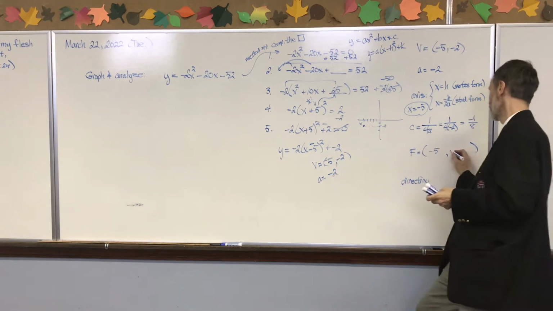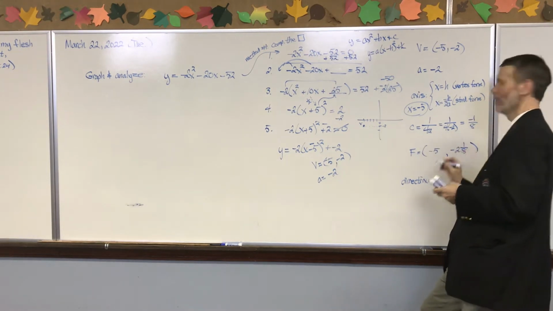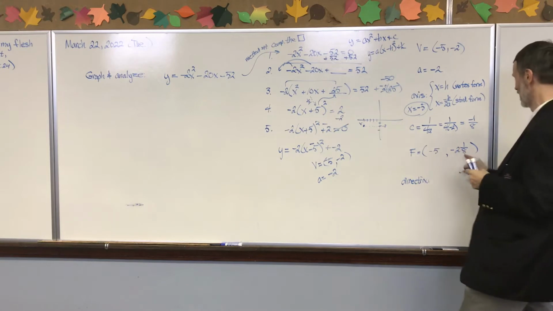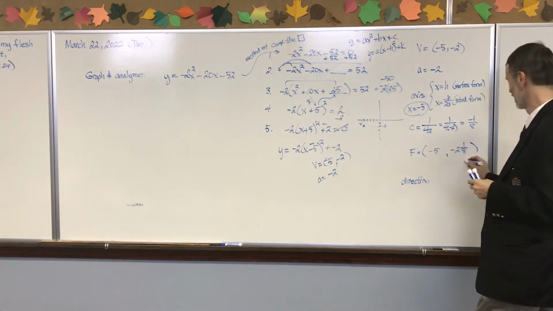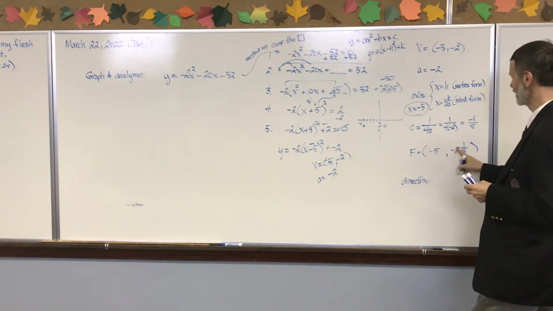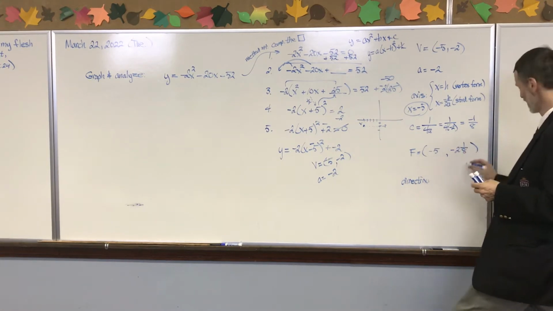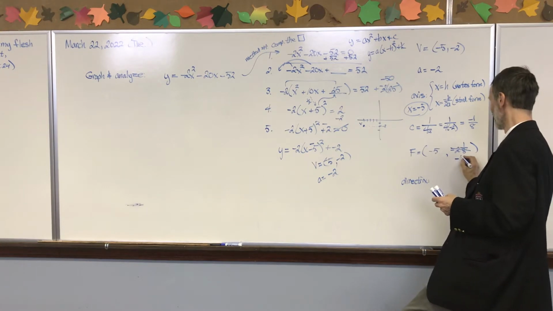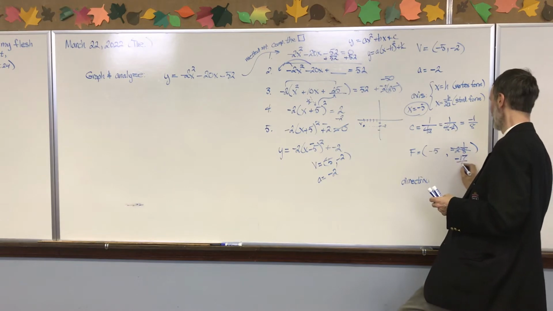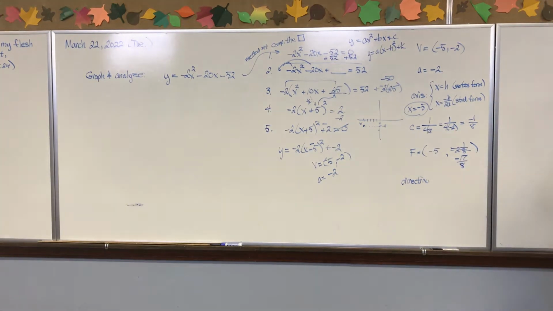-2 and 1/8, that's one way to put it. Give me a fraction for that. Yeah, I remember the trick for that. 2 times 8 is 16, plus 1 is 17. So what is it? Negative... You said it. -17 over 8, yeah. The focus is (-5, -17/8).